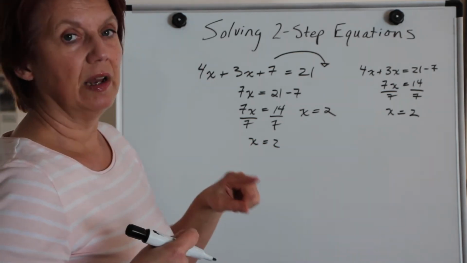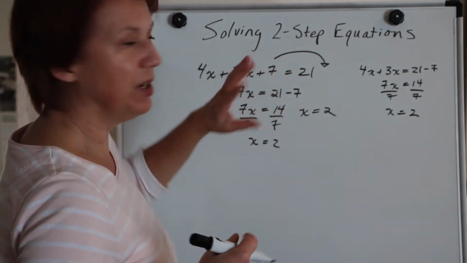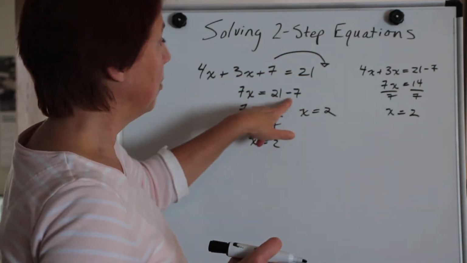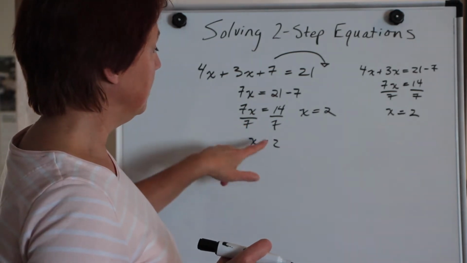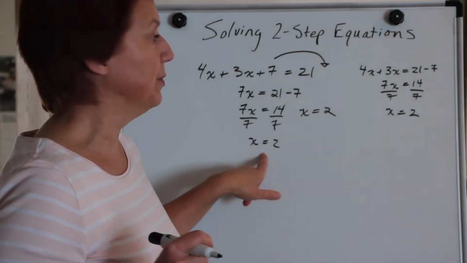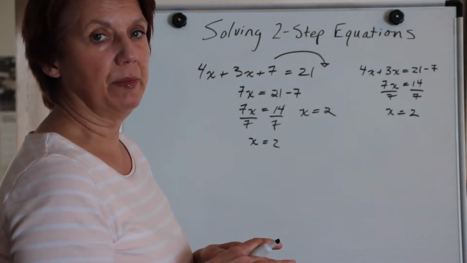Whatever we do to one side, we do to the other. So up here, we subtracted 7 from both sides, except we didn't write it that way. We only wrote what we needed to write. And here, we're dividing 7 out of both sides to give us a final answer of 2. And here, it's just a slightly different setup, but really no difference in the method, okay?